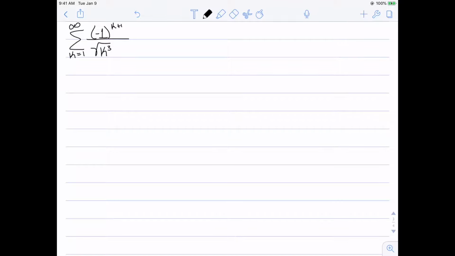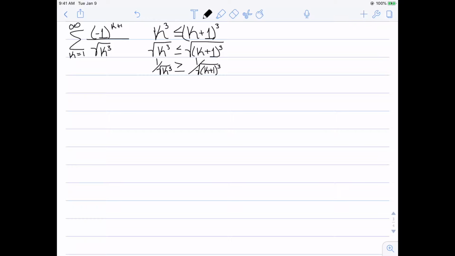We start by deciding if this series converges or diverges. We know that k cubed is less than or equal to (k plus 1) cubed. We can take the square root of both sides, and then when I take the reciprocal of both sides, my inequality flips. So I know that a sub k is greater than or equal to a sub k plus 1. That is the first thing I need for convergence.